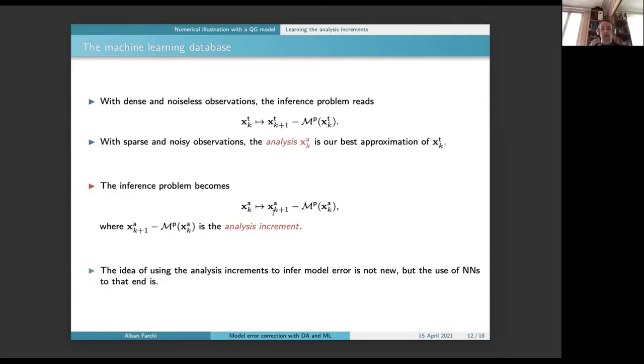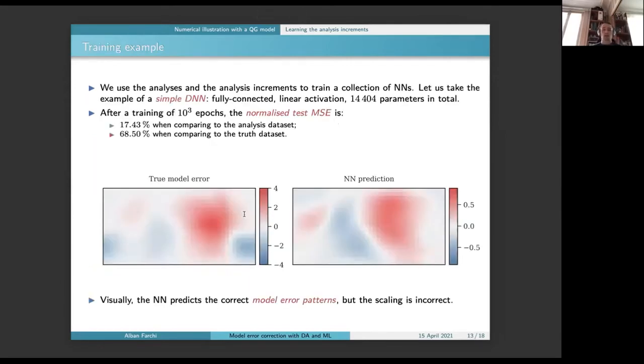So the idea of using analysis increments in order to infer model error is not new in the data assimilation community, but what is new here is the use of neural networks to that end. So that's exactly what we have done. We have used the analysis and the analysis increments in order to train a collection of neural networks. And what I will show you on this slide is one training example.